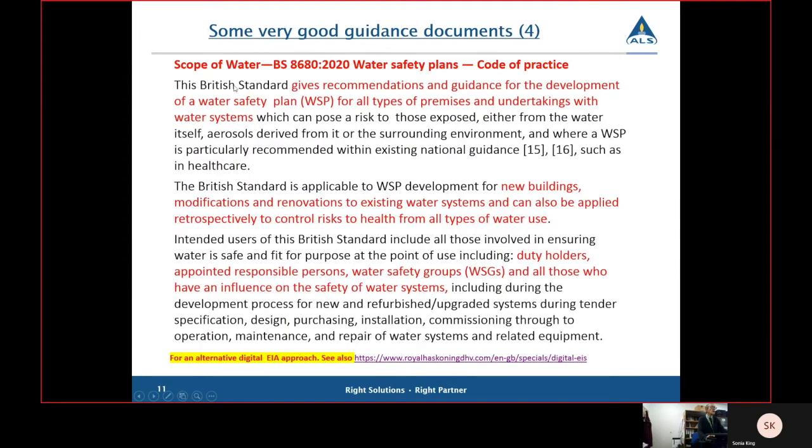The scope of it gives recommendations and guidance for the development of a water safety plan for all types of premises and all with water systems. So I'll let you read that. I won't read it all out to you. So you can see from that could be a good way for water safety plans. If you could get them interactively in a digital form, they'd be much more user friendly and maybe read and not just put in a cupboard and quietly forgotten.